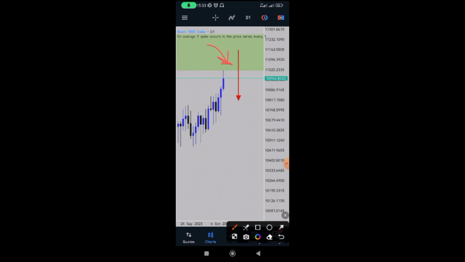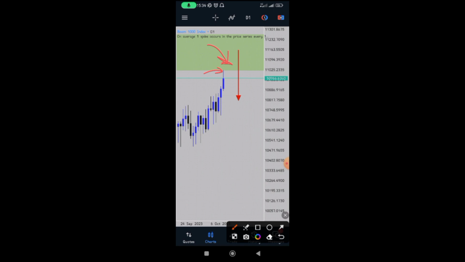It touched that zone, and you can see how it closed. Can you see that this candle has closed? It's rejected at that point, creating this wick, which I told you guys. So when the market hit that zone, it started rejecting at that point.